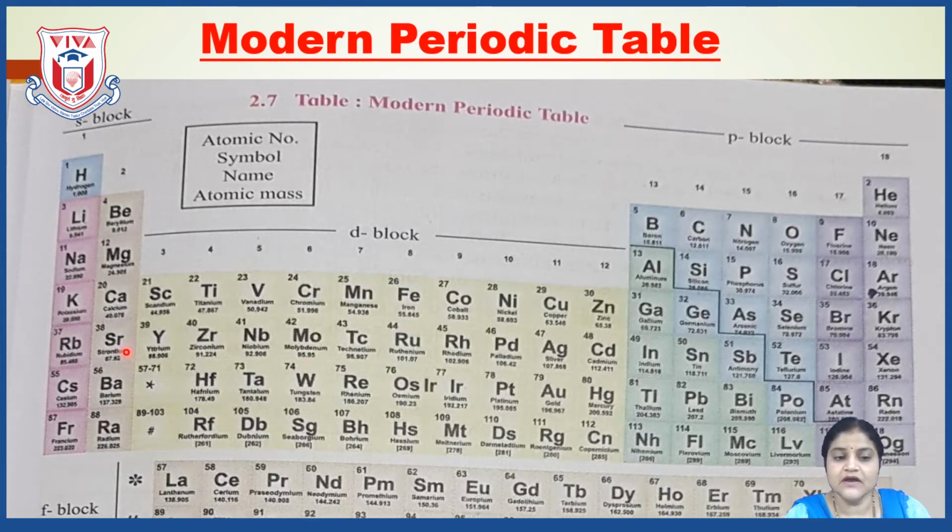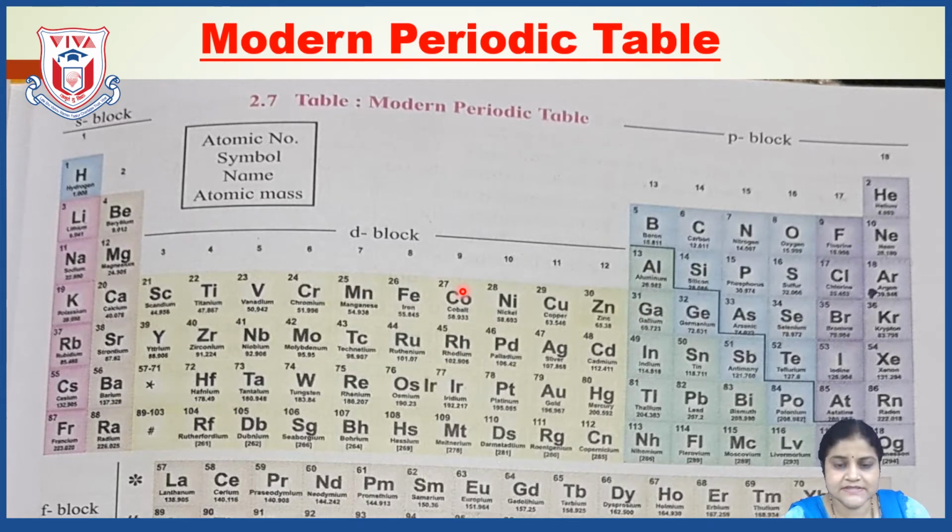On the left hand side are the metals, on the right hand side are the non-metals, and the border of the zigzag line is enclosing the elements called metalloids. So metals on the left, non-metals on the right, and in between, connecting them, are the metalloids. So this was the basic structure of the modern periodic table.